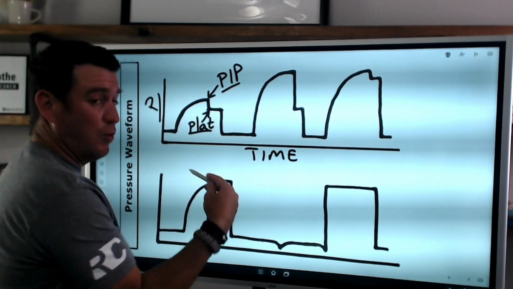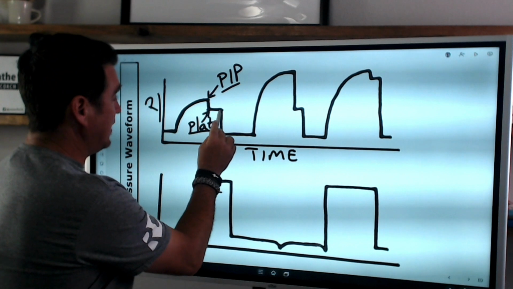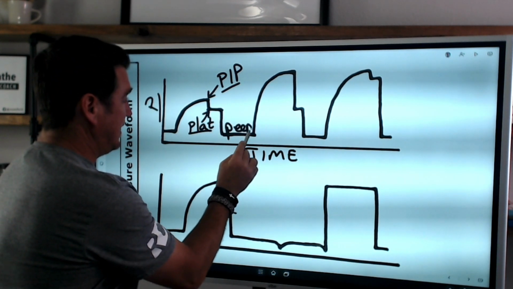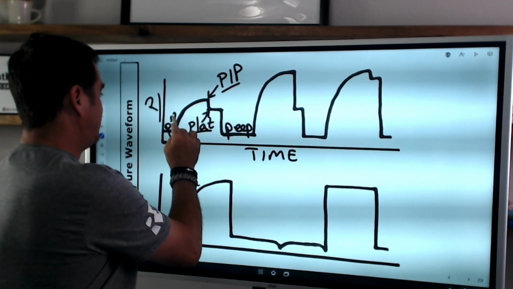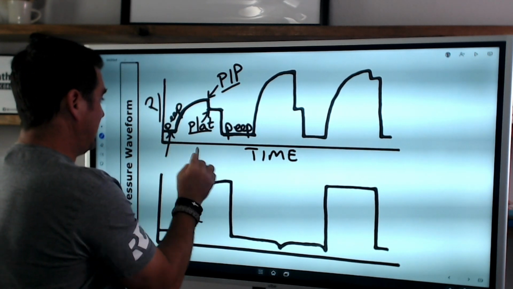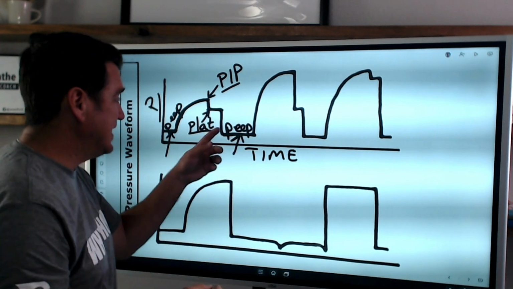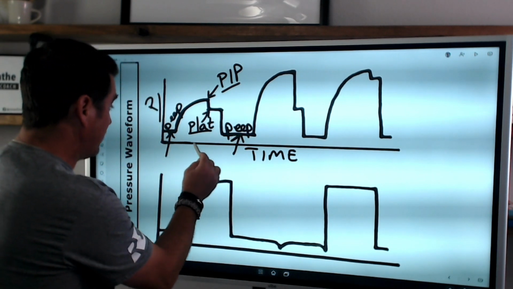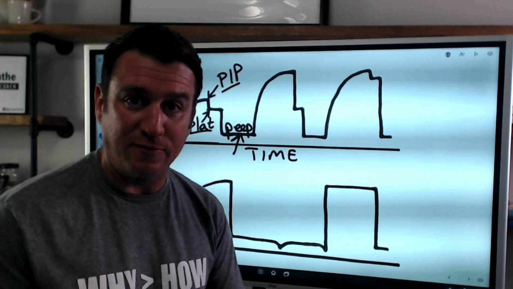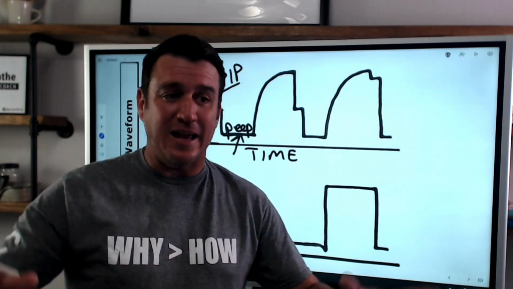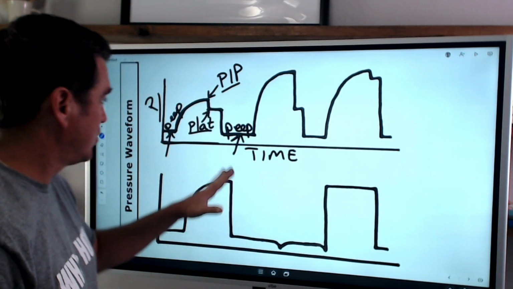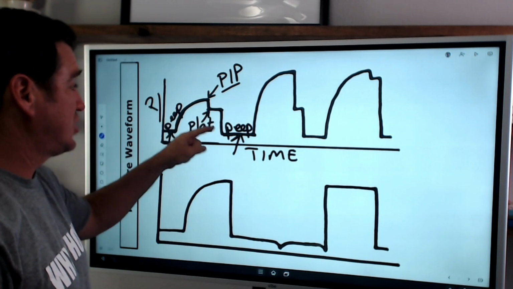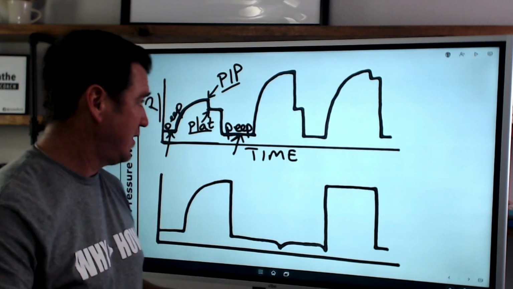Now from there, we let go of the inspiratory hold and we return back to baseline. Baseline is going to be referred to as PEEP. So when you look at this point here and this point here, this is positive end-expiratory pressure. Now if you ever return back to zero, then you don't have any PEEP set. But in today's world, we typically always have PEEP. So we're going to look at it from this perspective. These are the main pressures that you need to be familiar with.